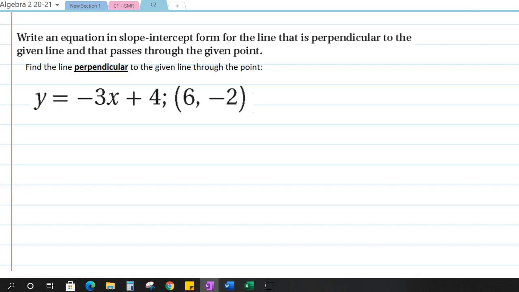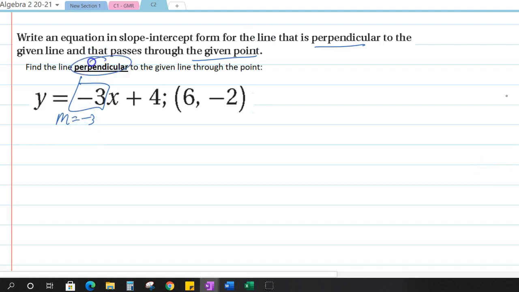Those were parallel lines. Now we're here at perpendicular lines. Write an equation in slope-intercept form for the line that is perpendicular to the given line and that passes through the given point. It might also just say find the line perpendicular to the given line through the point. So what is that original equation there for? The original equation is there to give me the slope, nothing more. So the slope of the original is negative 3. So m of the original is equal to negative 3.